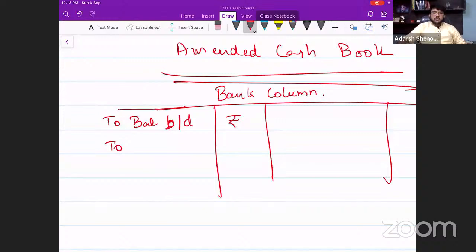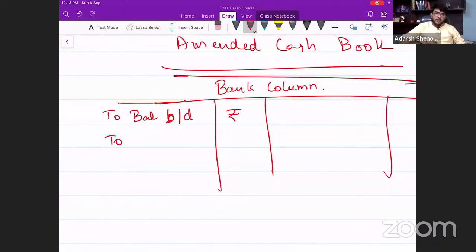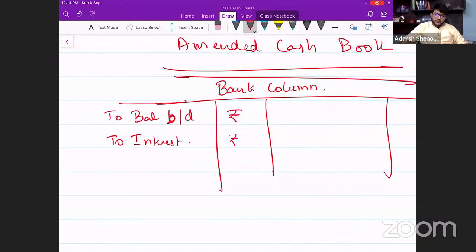So over here, I am going to write to interest. All we are doing is passing the entry. We should have passed this entry, right? This is an error of omission. We should have passed this entry earlier. It relates to this period. So we pass this entry and write the interest amount over here. Understood?